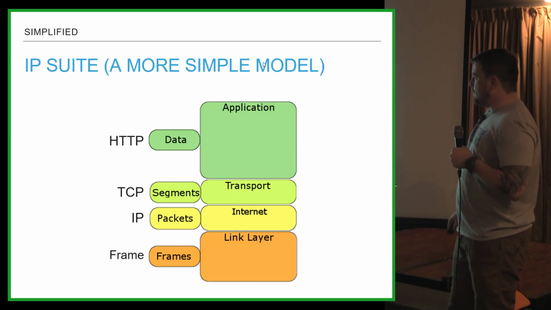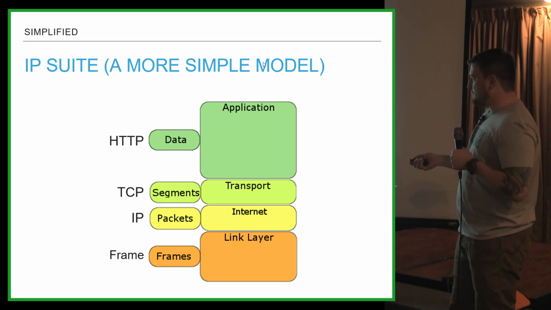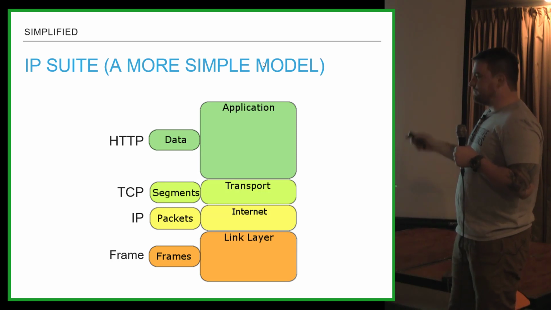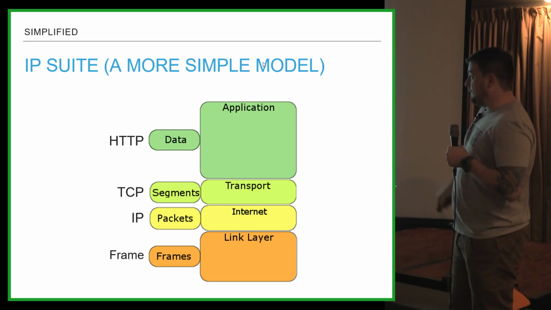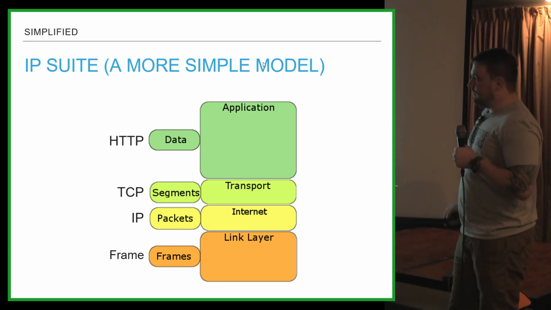So this is a much simpler way to look at it, where you have your application suite, and then your transport, then the internet and your link. So we're going to get into more later, but that's kind of the easiest way to think about the OSI model.